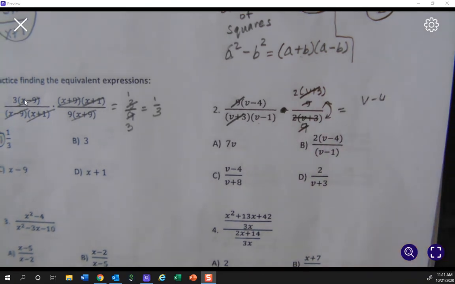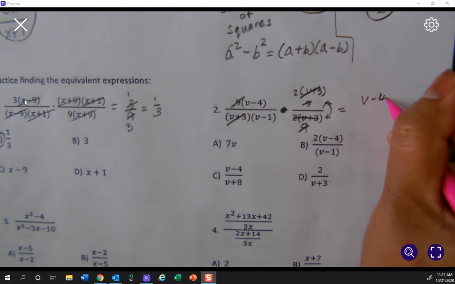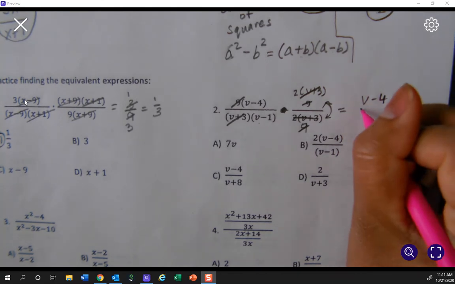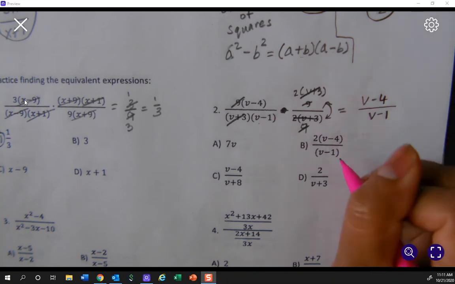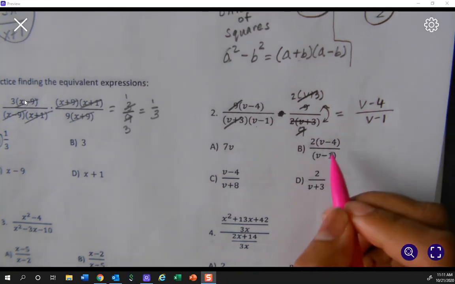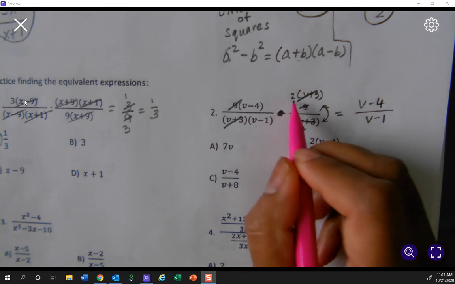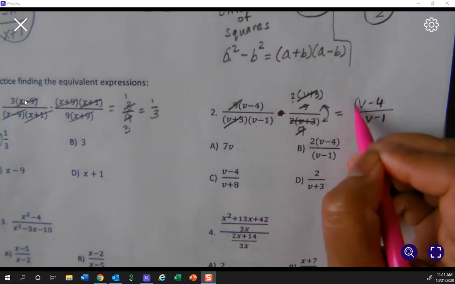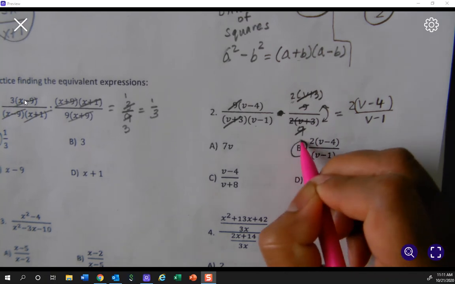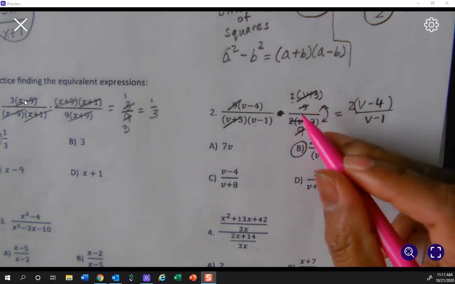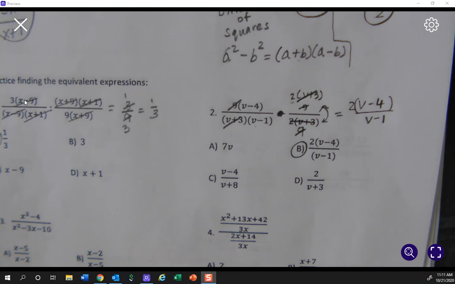You guys were probably waiting for that thing to break. v minus 4 over v minus 1. Oh, yeah, there's a 2 there. So it's B. Okay. Or, you know, you can graph it in Desmos and then find it as well, see which one is the same.